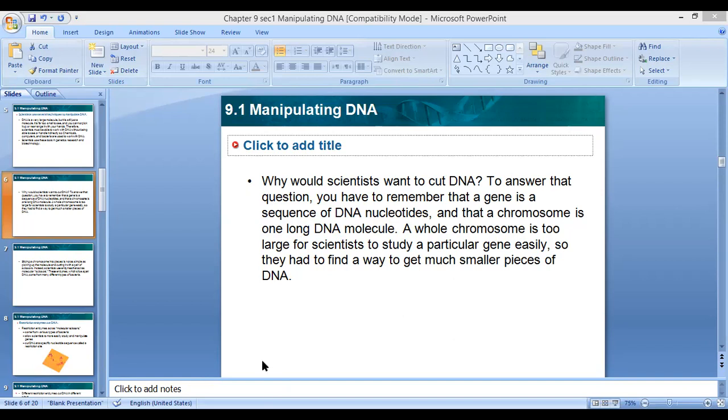Yalla, why do the scientists need to cut DNA? Because DNA is made of a sequence of nucleotides, so they want to cut it so they can change the nucleotides, because it's very long. Okay, and this DNA is made of many genes.